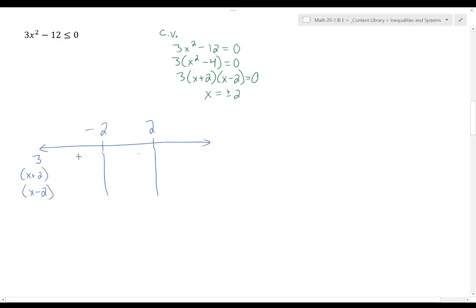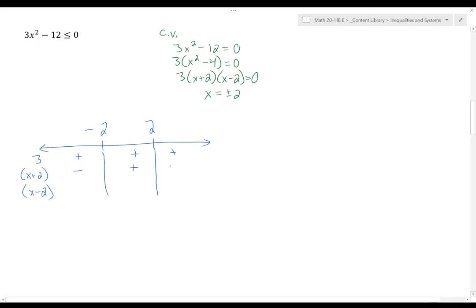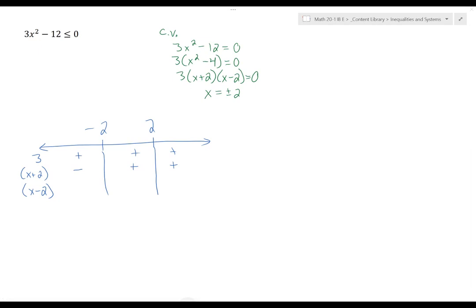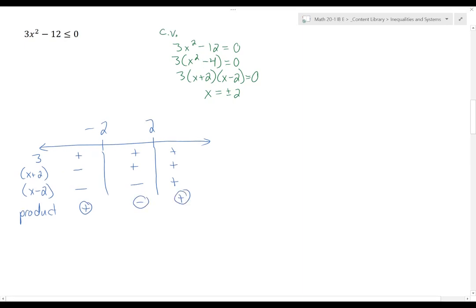The 3 is positive everywhere, so it doesn't affect the sign of the overall answer. But if it were a negative 3, then it would, so I would need to include that negative. So x plus 2 is negative if x is less than negative 2, and positive if it's greater than negative 2. And x minus 2 is negative if x is less than 2, and positive if it's greater than 2. So the overall product is going to be positive, negative, positive. That's often the pattern you'll see, but not 100% of the time, so it's worth checking.